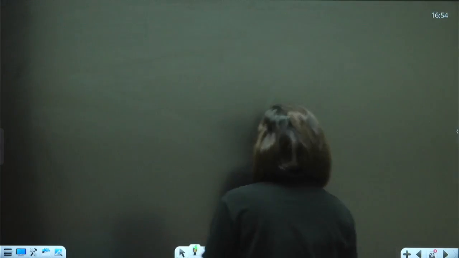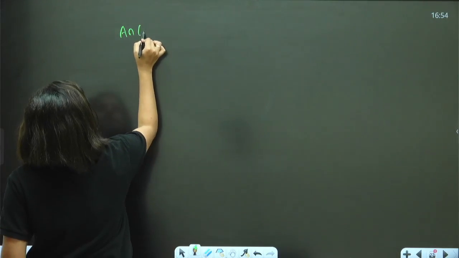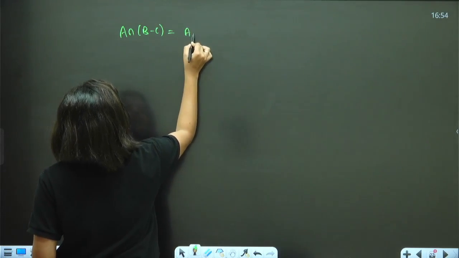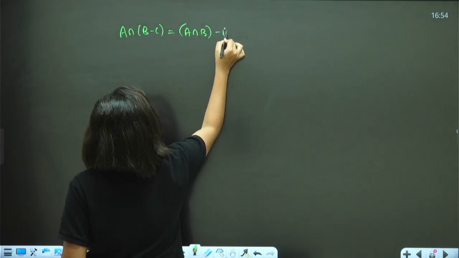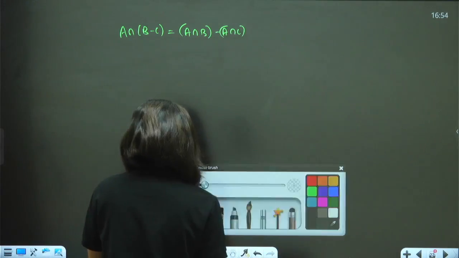If it has to be proved using a Venn diagram, all you will do is draw multiple diagrams. Do you want me to do it? Let's do it. A intersection B minus C is equal to A intersection B minus A intersection C. It's the distributive property that they are trying to prove.